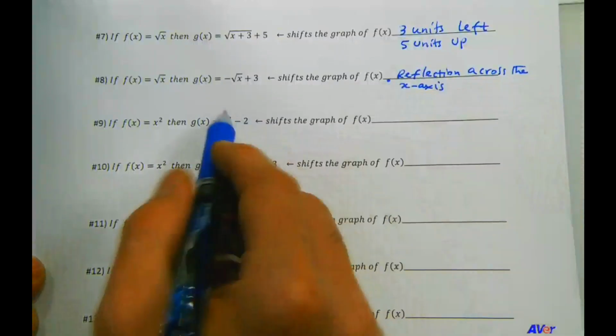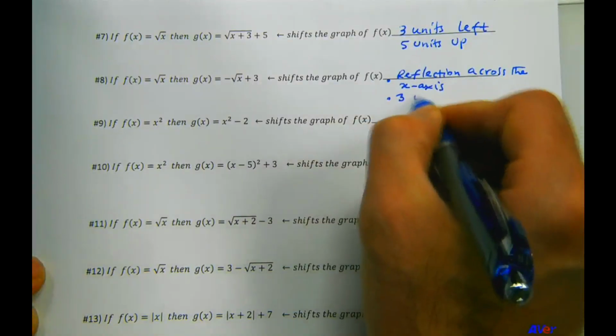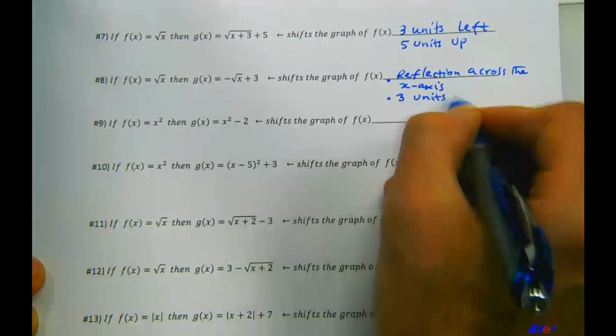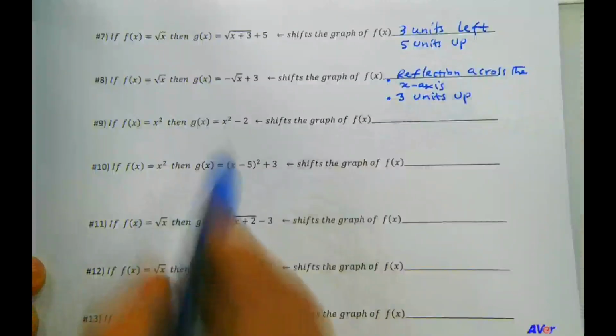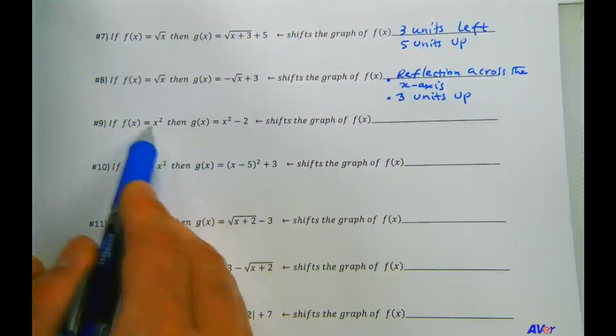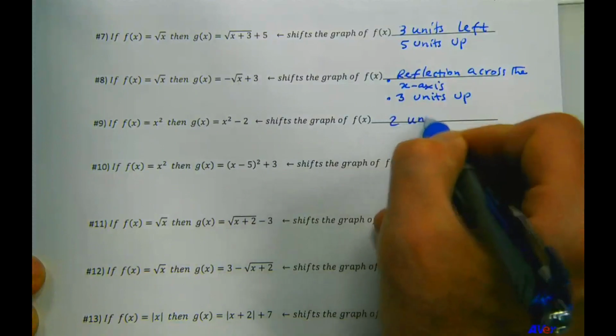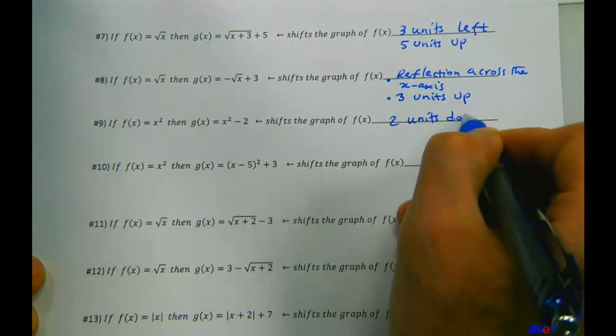What else do we have? We have 3 units movement up. This one, x squared minus 2. So the graph of x squared is moved 2 units down, right? That was too easy.